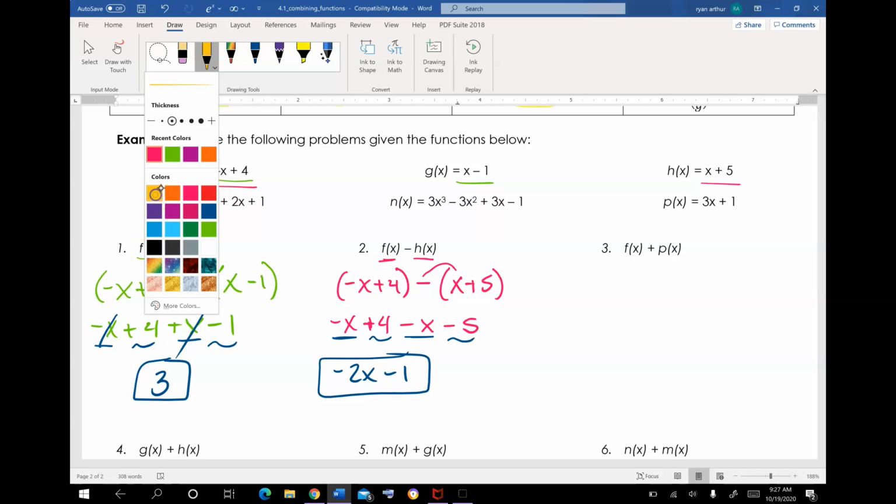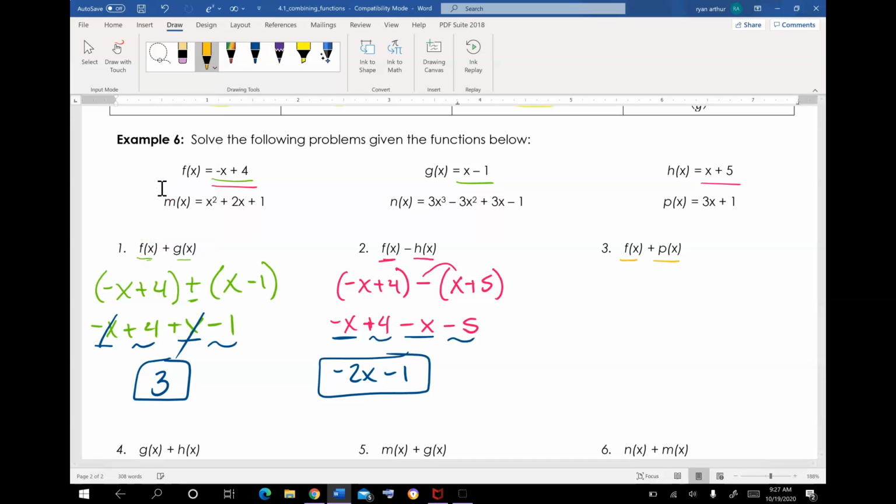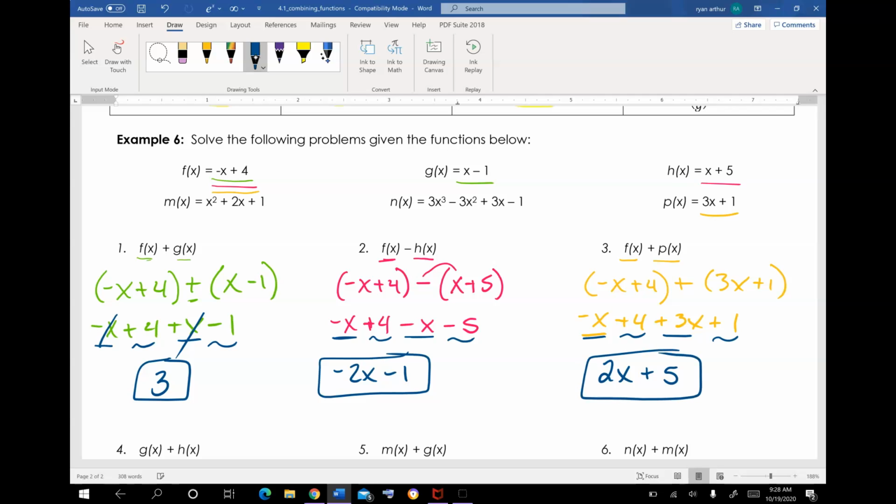Number 3 is f of x plus p of x. So we go get f of x. We like using f of x, don't we? And it's going to be negative x plus 4 plus p of x, which is 3x plus 1. Okay? So addition doesn't need the parentheses, so we're going to drop them. And it's going to be negative x plus 4 plus 3x plus 1. All right? So negative x plus 3x is going to give me 2x, and then 4 plus 1 will give me 5, and that's your answer, okay?